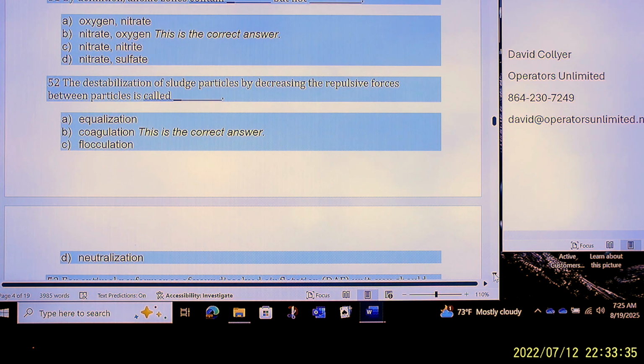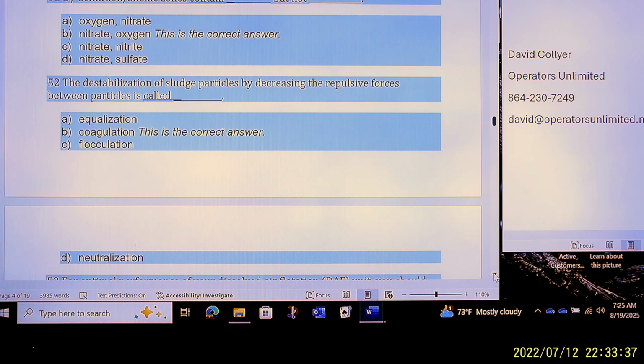By definition, anoxic zones contain blank but not blank. A, oxygen but not nitrite. B, nitrate but not oxygen. C, nitrate but not nitrite. D, nitrate but not sulfate. The answer to 51 is B, nitrate but not oxygen.